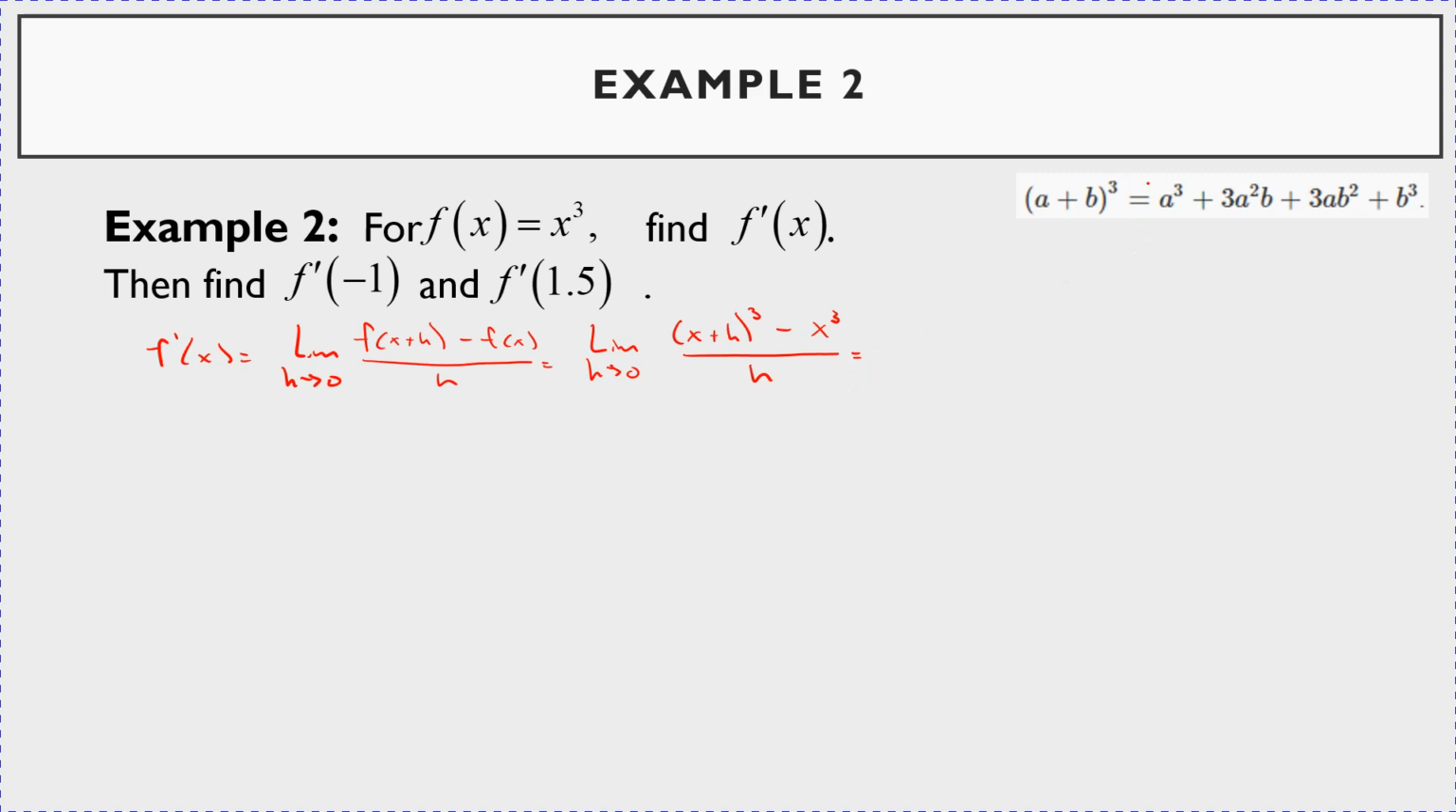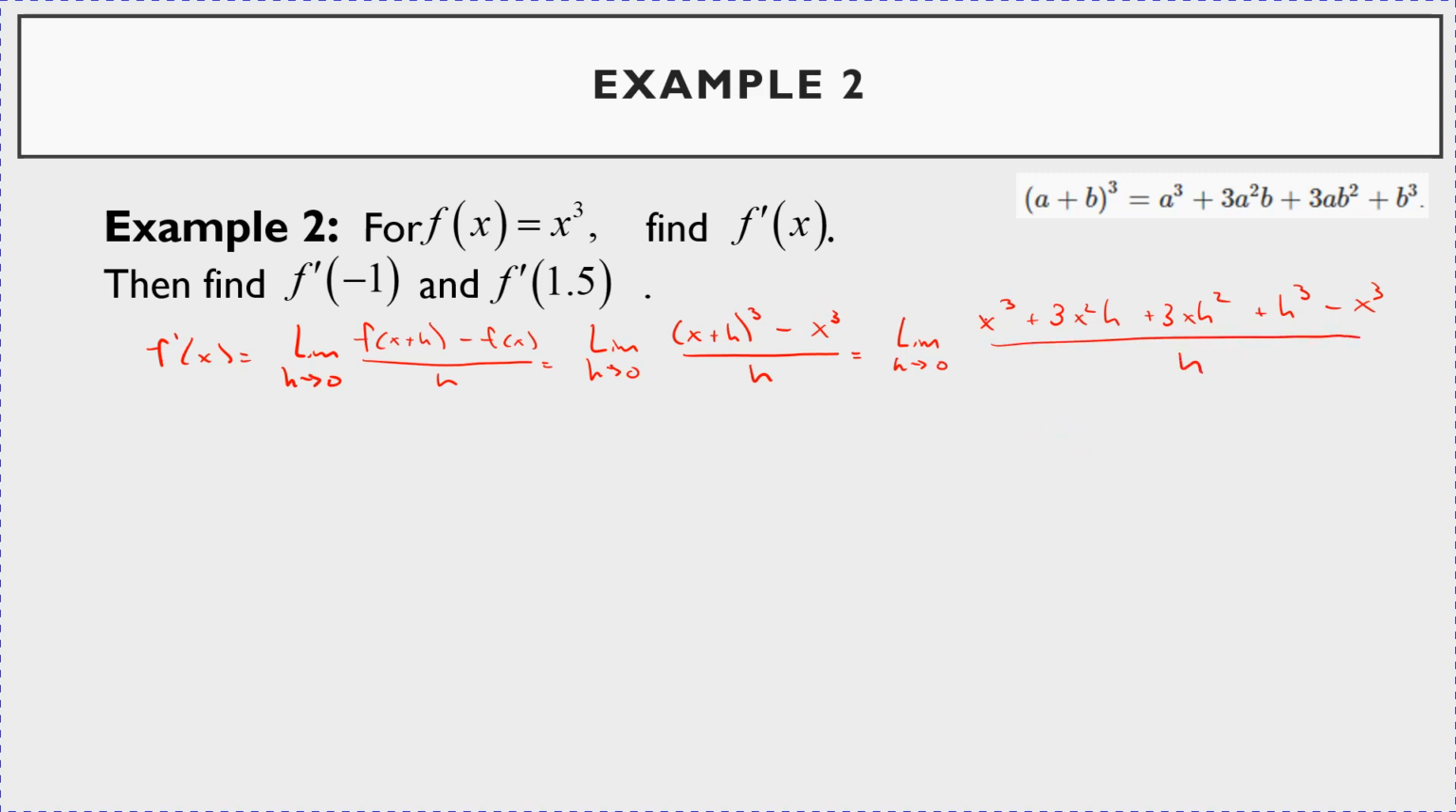I put up the formula for the cube here just so you can see it. (a plus b) cubed is equal to this. I'm just going to replace a and b with x and h. So this is the limit as h goes to 0 of x cubed plus 3x squared h plus 3x h squared plus h cubed, and then minus x cubed, all over h.